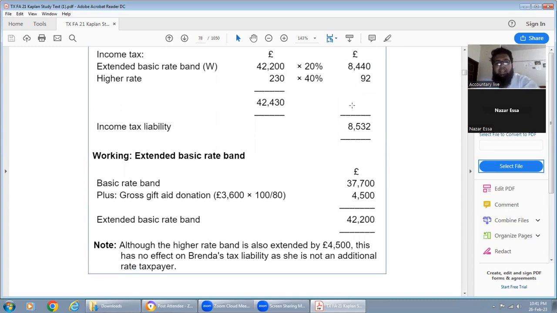Although the higher rate band is also extended by 4,500, this has no effect on Brenda's tax liability as she is not an additional rate taxpayer. She is under the basic rate, so it is not coming in the additional rate. So there is no change in liability.